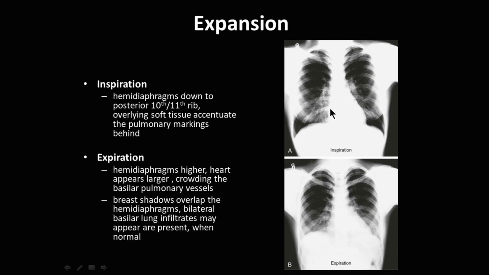The problem with expiration is that the thoracic contents will be squished down within the thorax, and it may make it appear that you have infiltrates or some other breast shadow that might overlap, or that you're getting skin folds that might make it look like you have a fracture of the rib.